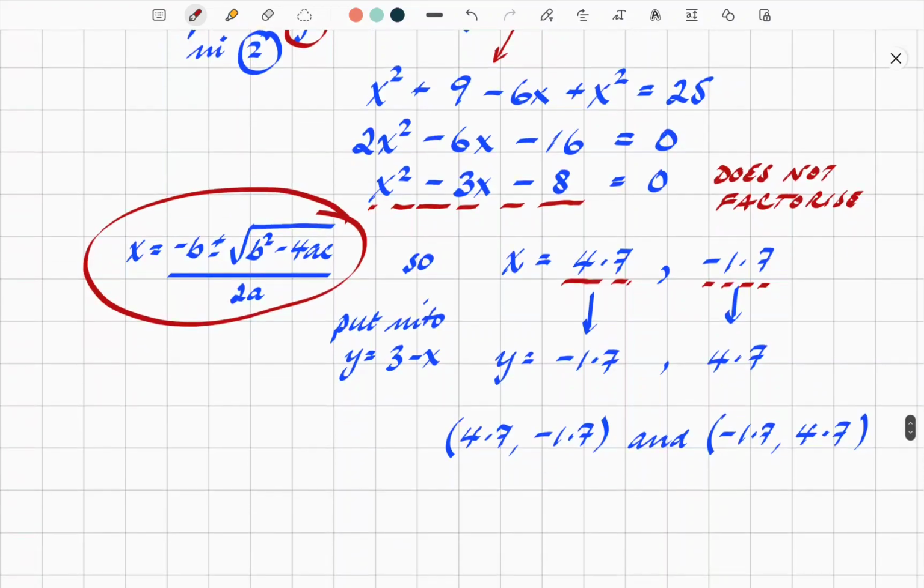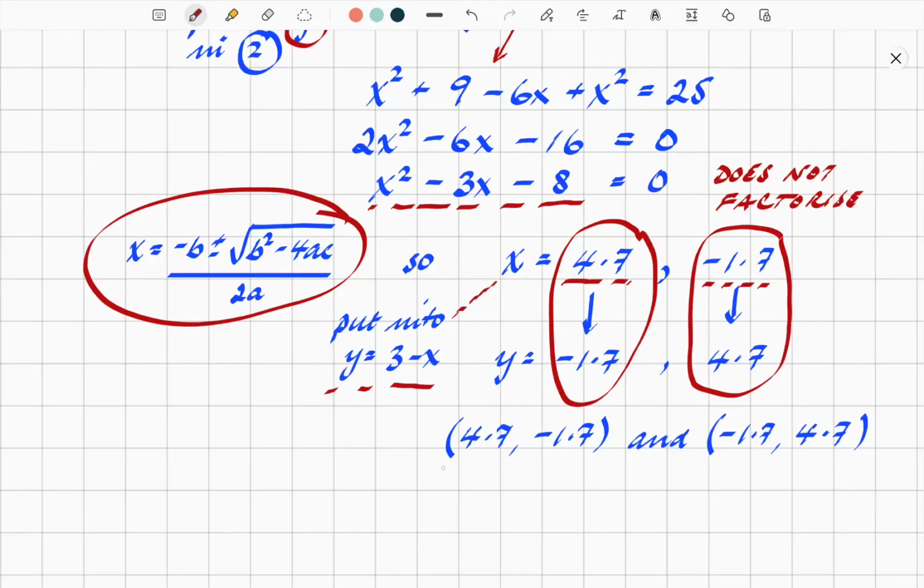All right, and put those values in your calculator, and you will get x equals 4.7 and minus 1.7. All right, when x equals 4.7, put it into the linear equation we had, y equals 3 minus x, and you'll get y equals minus 1.7. So that's your first pair of solutions. And the second one, when x equals minus 1.7, you get a solution for y of 4.7. All right, so that's your second pair. So here are your two sets of coordinates, 4.7, minus 1.7 and minus 1.7, 4.7. All right, bit of a mouthful, but there you go.